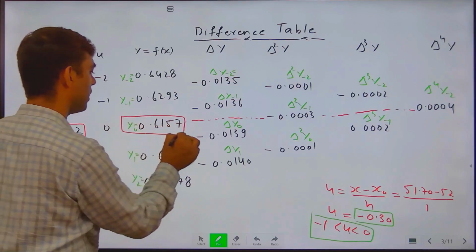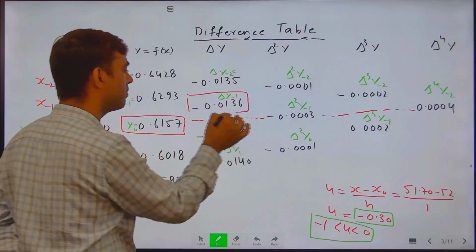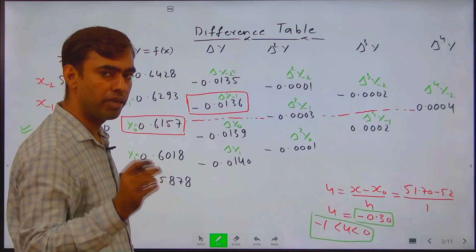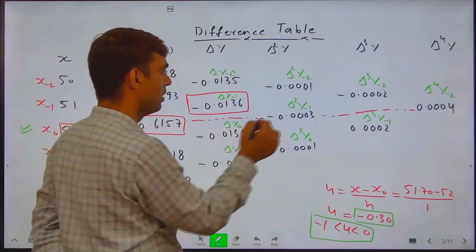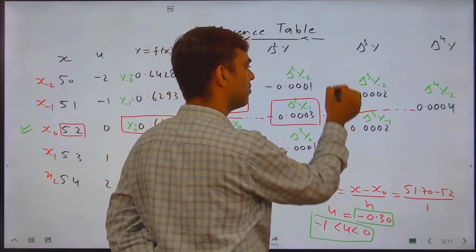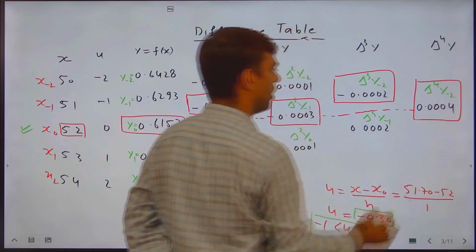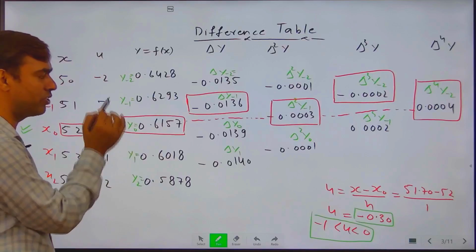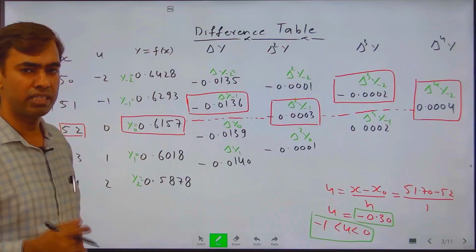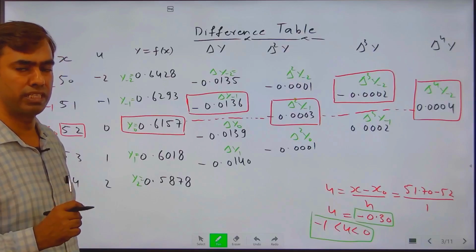If the value does not lie on the central line, then we choose the value which lies above the central line, or in other words, previous to the central line. If the value lies on the central line, then we choose the value on the central line. If the value does not lie on the central line, then we choose the value above the central line. Means we are going to use the values of y0, del y-1, del 2 y-1, del 3 y-2 and del 4 y-2. This is another way to identify which values we are going to use from the difference table in the Gauss backward central interpolation formula.